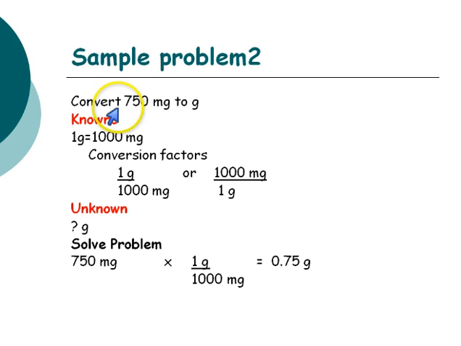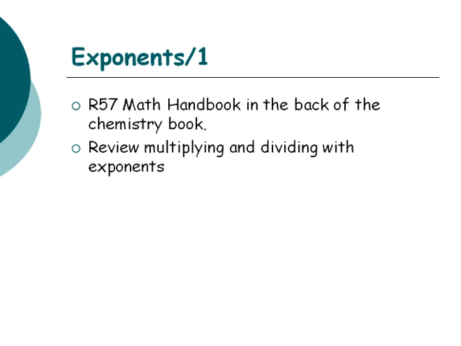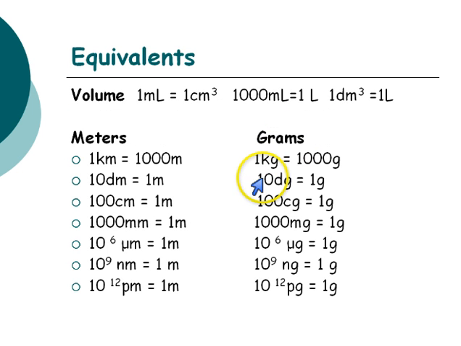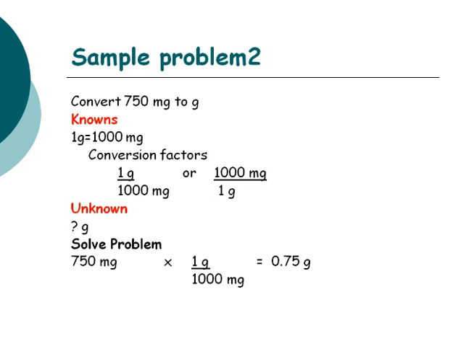So a sample problem, convert 750 milligrams to grams. From our conversion table, we know 1 gram equals 1,000 milligrams. And we can go back, let's see, where's that? 1 gram is 1,000 milligrams. So this is our equivalent statement. These are two conversion factors. 1 gram is 1,000 milligrams, or 1,000 milligrams is 1 gram. This is what we know.